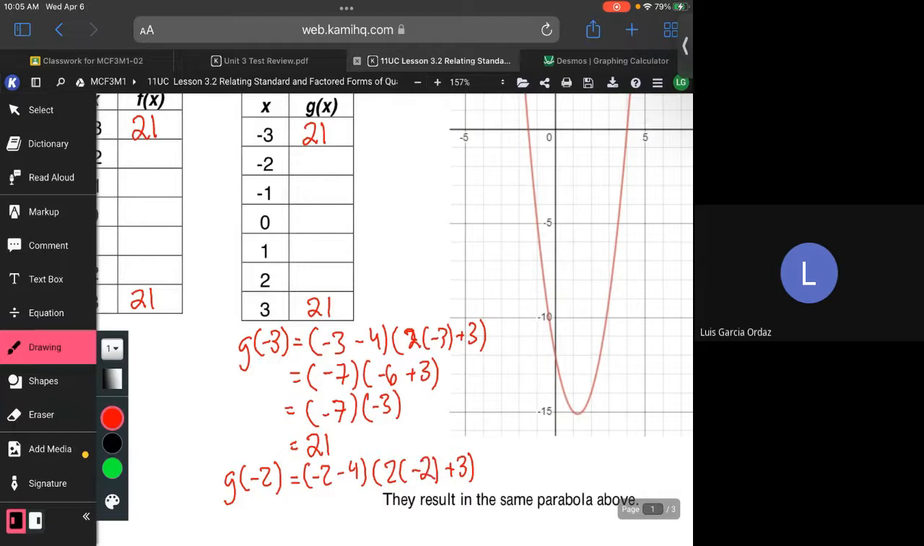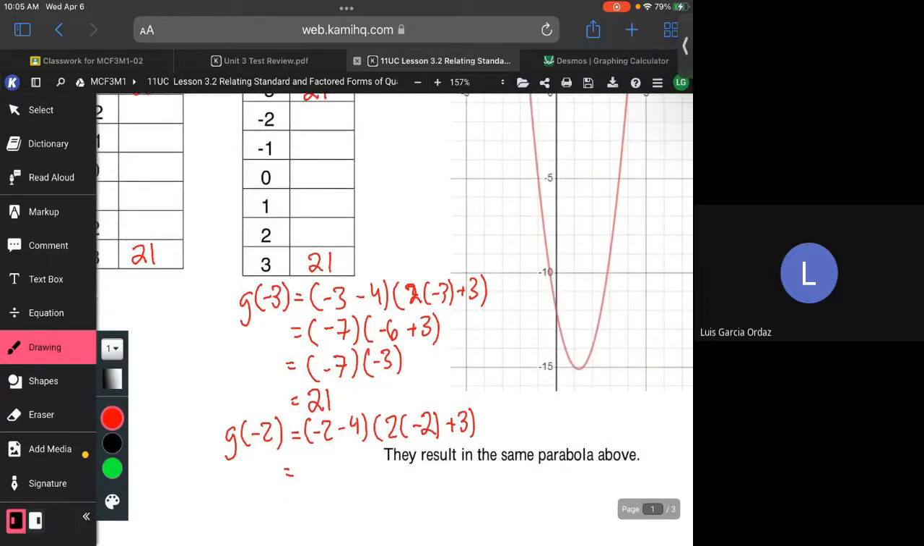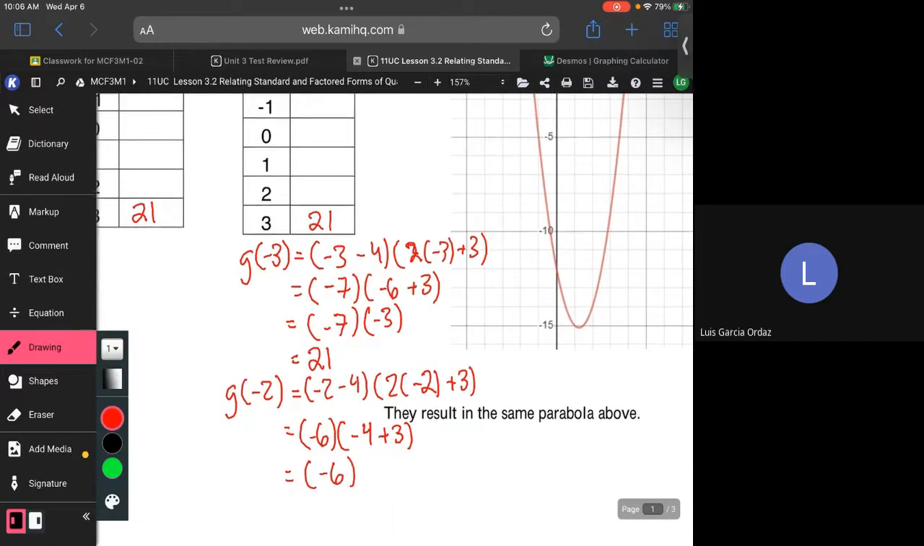So my first bracket, what's negative 6 times negative 4, negative 2 minus 4? Sorry, negative 6. Okay, what is my second answer going to consist of? So 2 times negative 2 plus 3. So that'd be negative 4 plus 3. So I got negative 6 times what? Negative 1, because negative 4 plus 3 is negative 1.